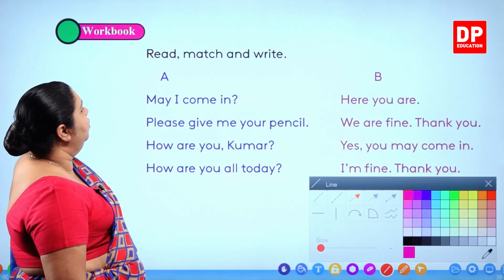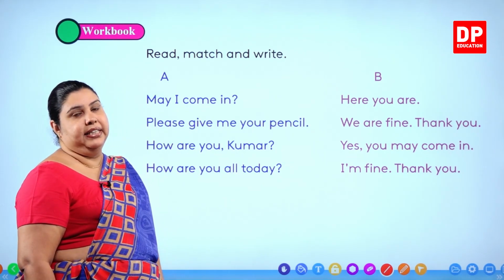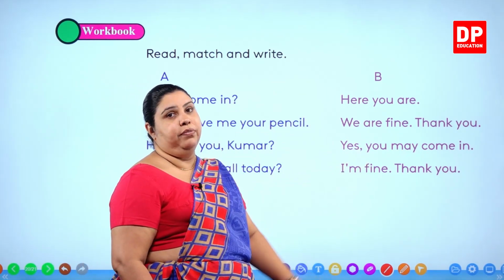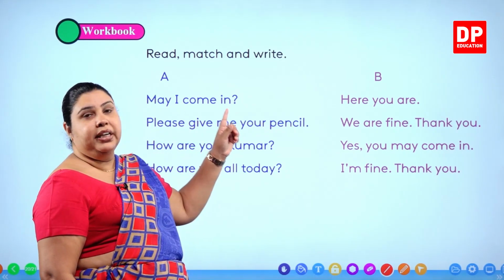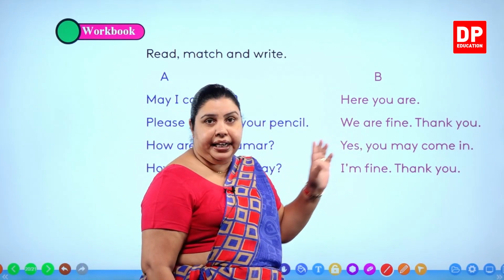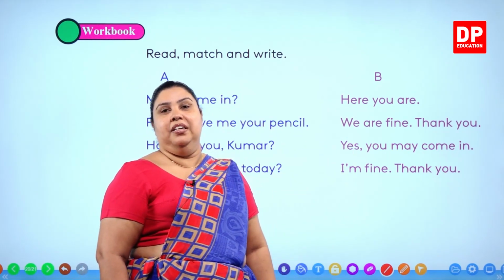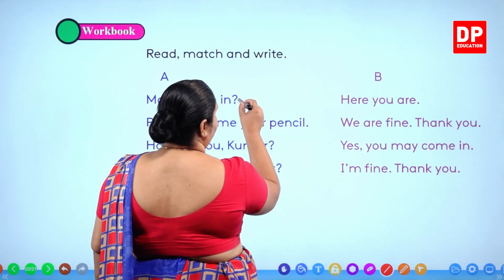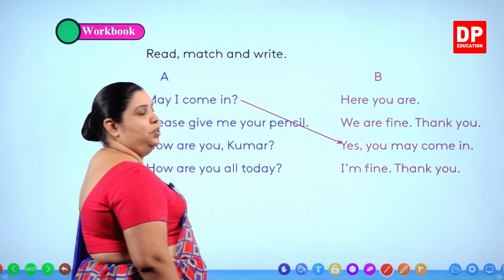Right. So now I'm going to start. May I come in? That is our first sentence. Then what is the answer that we have to choose from section B? When somebody asks, may I come in? Can you say here you are? No. Can you say we are fine, thank you? No. Can you say yes, you may come in? Oh, he can come in. That is the answer. So from here, we will draw our arrow up to this.